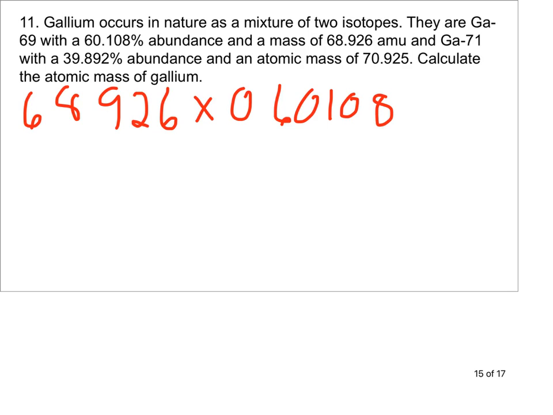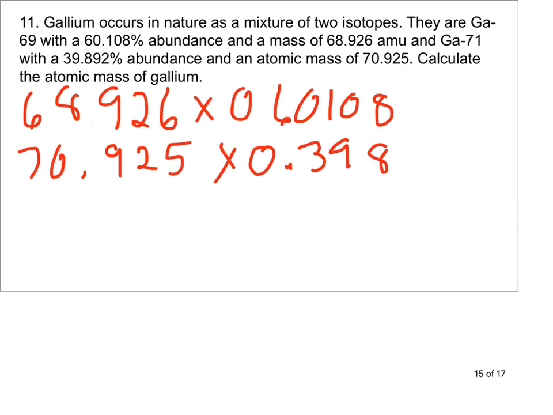And then we want to do the other one, which has a mass number of 70.925 times 0.39892. So we multiply both of these together and then we'll add them together. And I'll just do all that in one step and one series of calculations on the calculator.